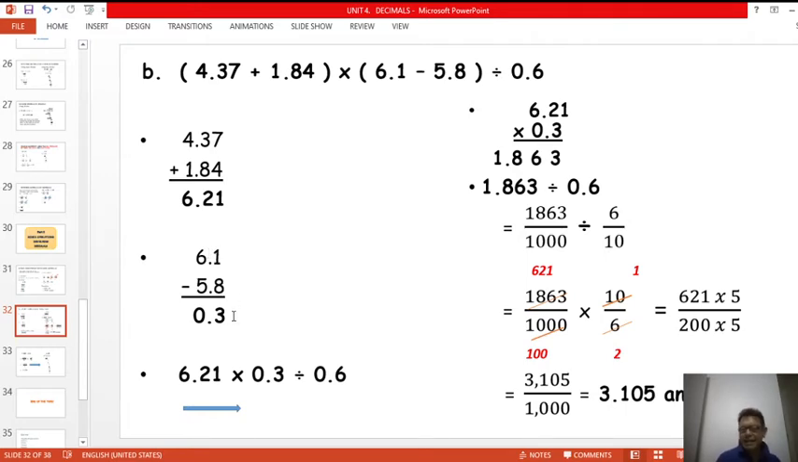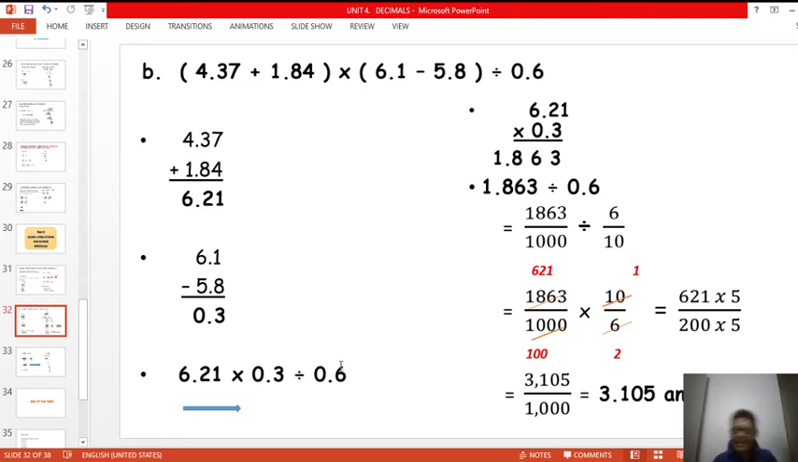minus 8 is 3. Okay, so what is left here is 5, right? So 5 minus 5 is 0. So that's how we get 0.3. Now, what we're going to do, copy the answer here. So for this group, we got 6.21 and times, don't forget the operation symbol. Then for this one, the result is 0.3, so times 0.3. And then copy that, divided by 0.6.